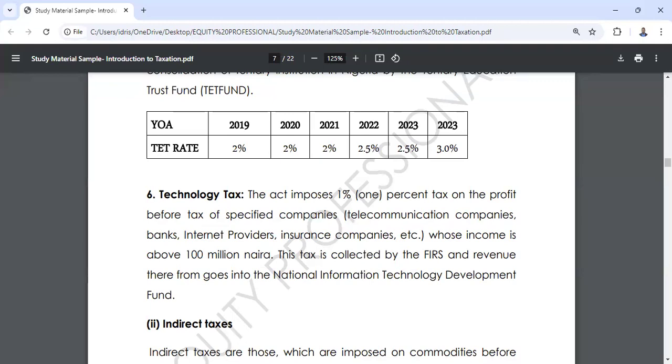The specified companies I mentioned pay the NITDA levy every year. This technology tax, otherwise called the NITDA levy, is paid yearly. For a company to pay it, its turnover in a year must be more than 100 million. If their turnover in a year is less than 100 million, they will not pay the NITDA levy. But if it is more than 100 million, they will pay the NITDA levy.